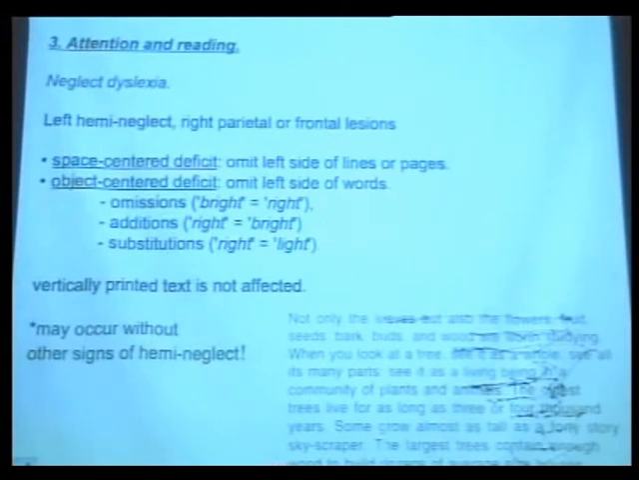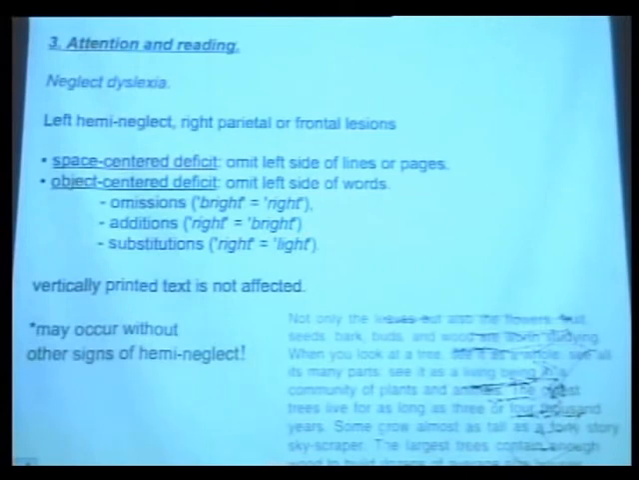One of the important things about this is that you don't have to have all the other signs of hemi-neglect to have neglect dyslexia. It can sometimes be an isolated manifestation of a right-sided parietal or frontal lesion. But the clue is really the kind of errors they're making, right? If someone's making an error because they're missing the left side of the page or the left side of the words, and it's always the left side of things, that's probably neglect dyslexia.